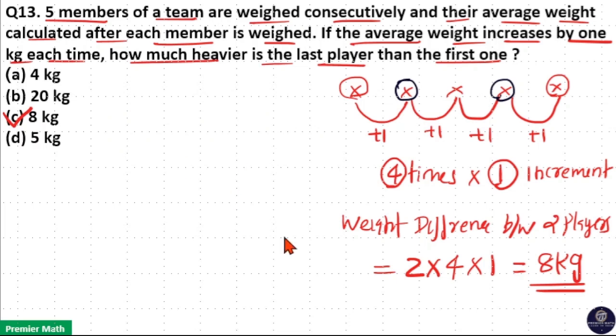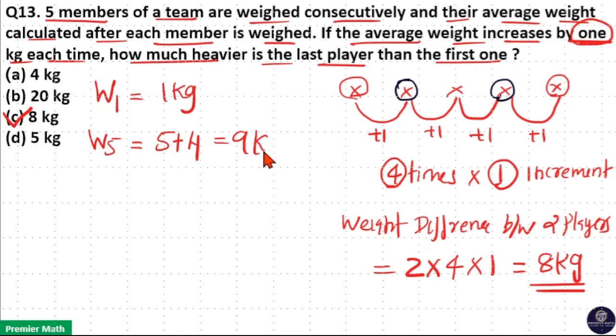Now, if you want to do it by another method, let us consider the weight of the first person as 1 kilogram. Then the weight of the fifth person, if there is a unit increment, will be 5 plus 5 minus 1, 4. So 5 plus 4, 9 kilogram is the weight of the fifth person. Then the weight difference between the fifth and first player, last and first player, is 9 minus 1, 8 kilogram.